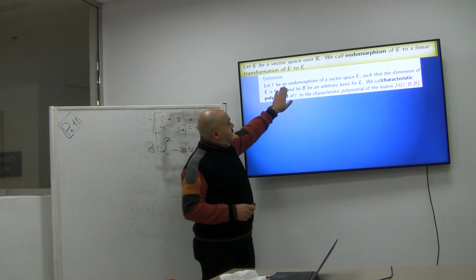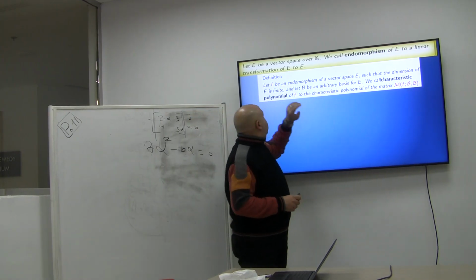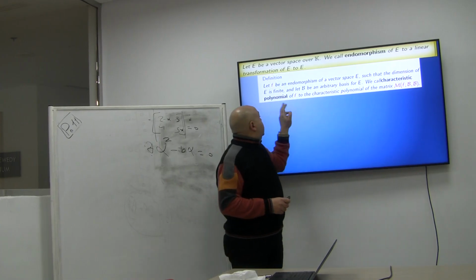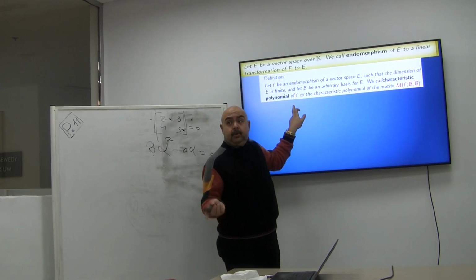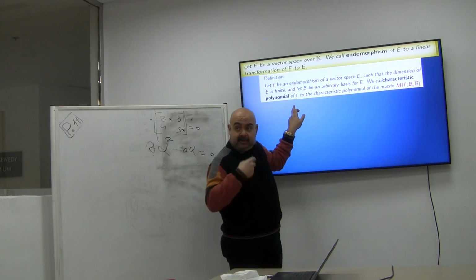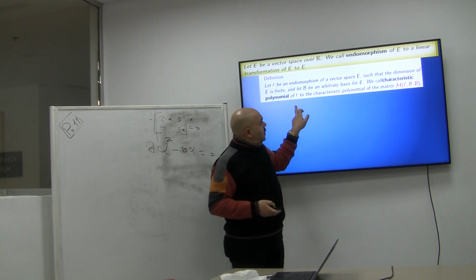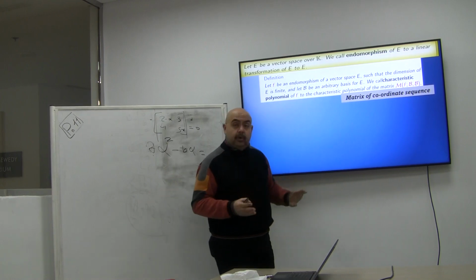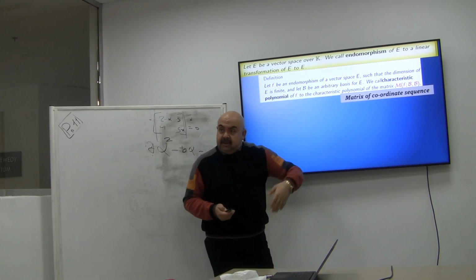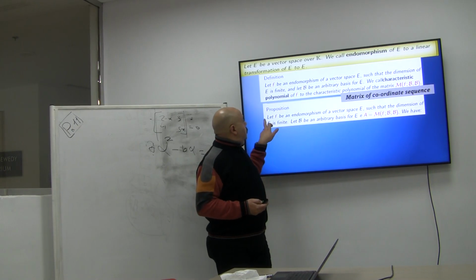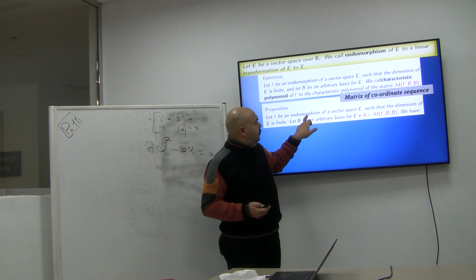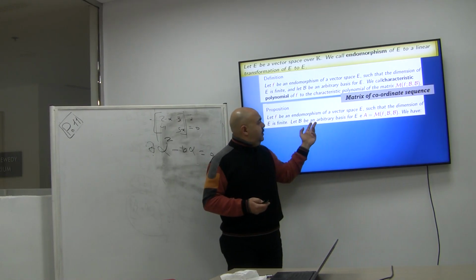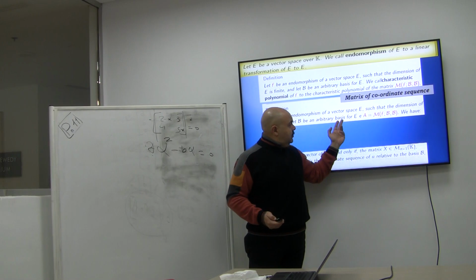It says: let F be an endomorphism of a vector space E such that the dimension of E is finite, and let beta be an arbitrary basis for E. The characteristic polynomial of F, meaning of the function that moves from E into E, is also the characteristic polynomial of the matrix of coordinate sequences that I form as the result of my linear transform.